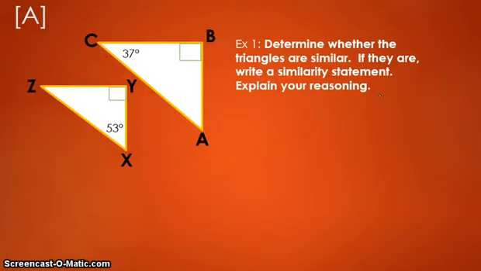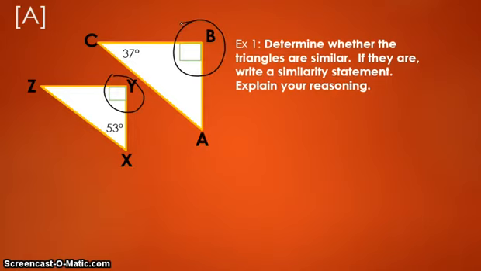Example one: determine whether the triangles are similar. If they are, write a similarity statement and explain your reasoning. Explaining your reasoning is going to be very brief, and there's not all that much work here. I guess you have to ask yourself, what are we looking for? I know we're looking for similarity, but what does the visual provide that we can utilize? In this case, we have two very important things to note. Here's one of them.